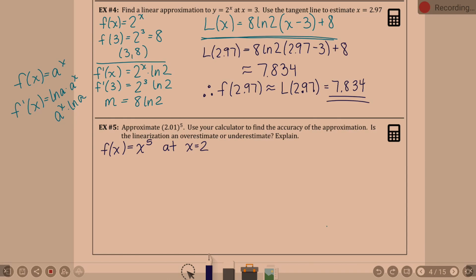Okay? So, piece of information I need to know. Okay? We need a point and a slope. If we talk about a point, what is f of 2 going to be?